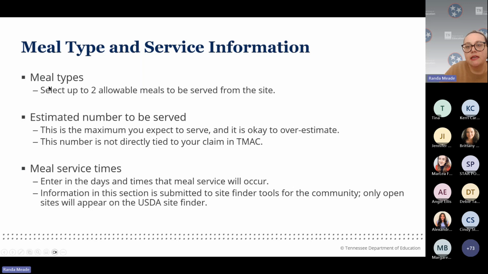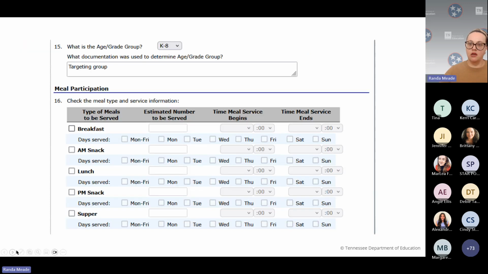For meal types, again, you select up to the 2 allowable meals to be served. For the estimated number to be served, this is the maximum that you expect to serve, and it's okay to overestimate in this area. For the meal service times, you enter in the days and times that the meal service will occur. And the information in this section is submitted to the site finder tools for the community, and only open sites appear on the site finder.